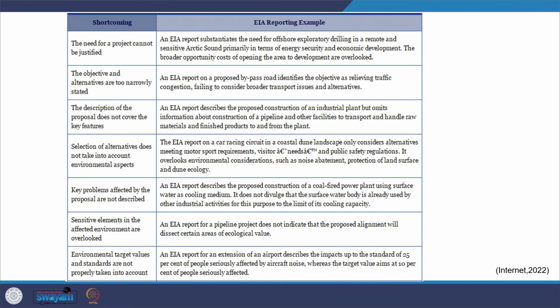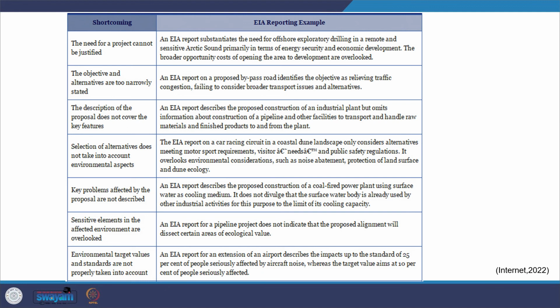And usually there are certain shortcomings in EIA reports. The generally observed ones and the cases marked are indicated here. These examples are as per the UN training manual. The list is given to you here, and I'll just highlight the key shortcomings. So the need for a project cannot be justified. Sometimes in a report, the key aspects are not justified for the project.